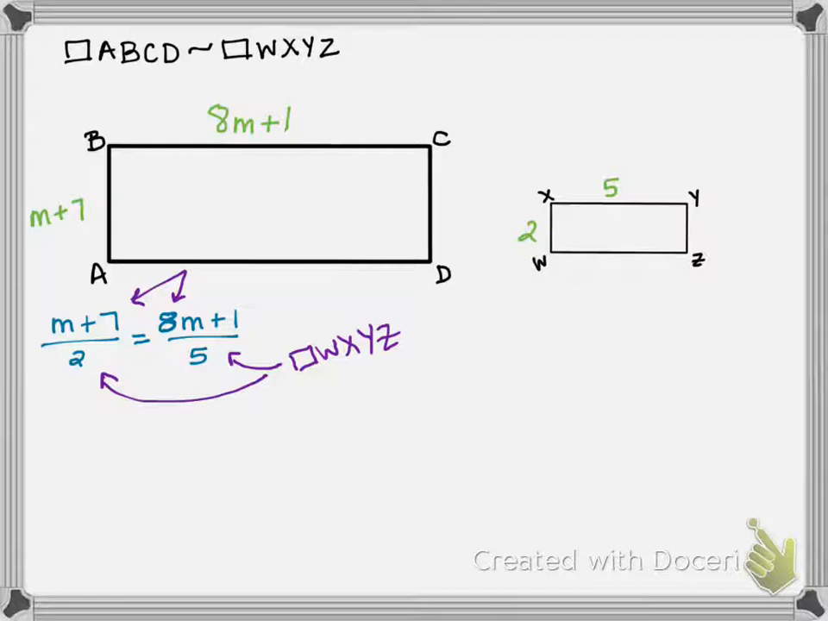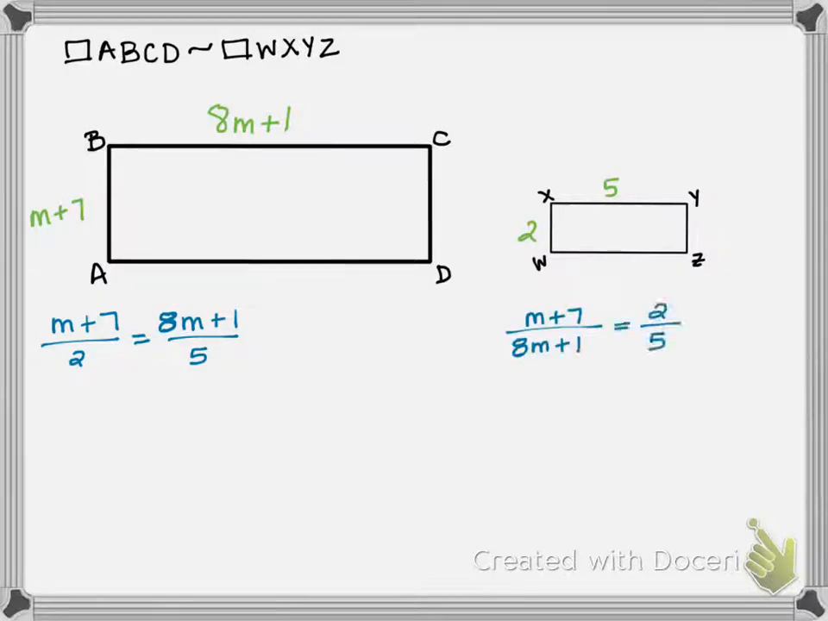There is another way that you can set this up. So there's more than one way to do things. So I could have put the m plus 7 over 8m plus 1 and then equals 2 over 5 on the other side. Now, why could I have done this? Well, like I said, what matters is that there's actually like a relationship involved. So here I had left side over top, I guess you could say.